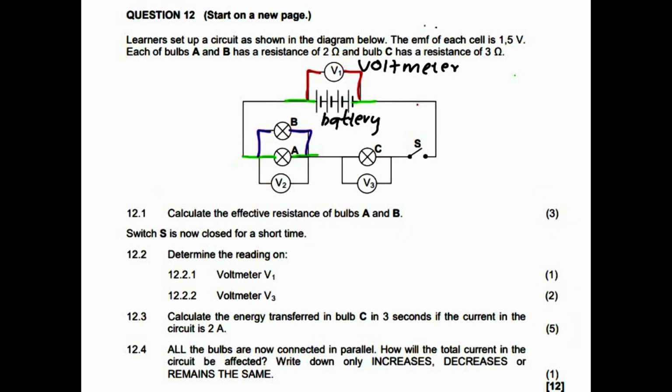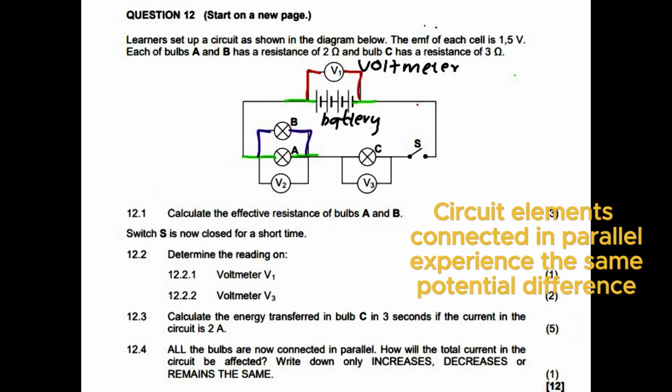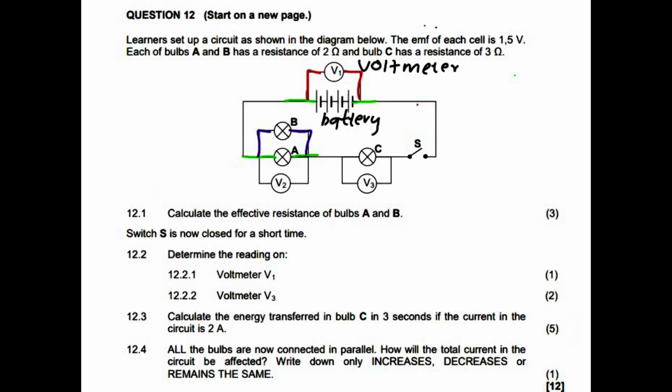What did I say about circuit elements that are connected in parallel? I said that circuit elements connected in parallel experience the same potential difference. It means the potential difference at A will be the potential difference at B.